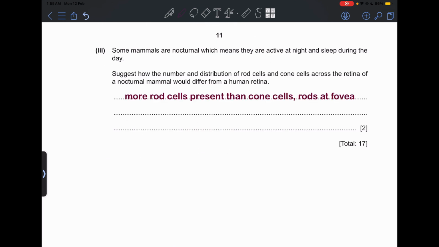Part iii, some mammals are nocturnal, which means they are active at night and sleep during the day. Suggest how the number and distribution of rod cells and cone cells across the retina of a nocturnal mammal would differ from a human retina. So there will be more rod cells because they are active at night, which means they use their night vision more than their cone cells. So there will be cone cells, but the cone cells will be dominated by the rod cells, or there will basically be more rod cells because, as I said, they provide black and white vision, and the rods are at the fovea.